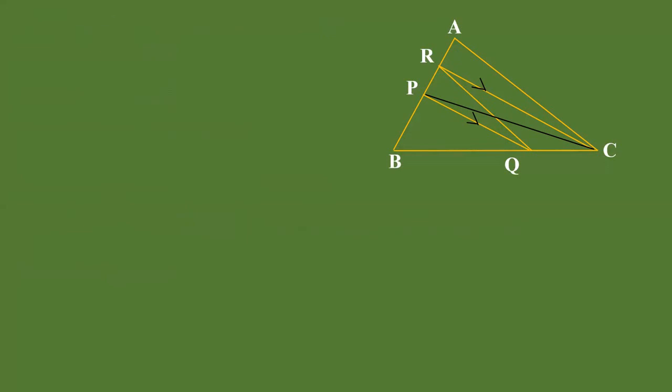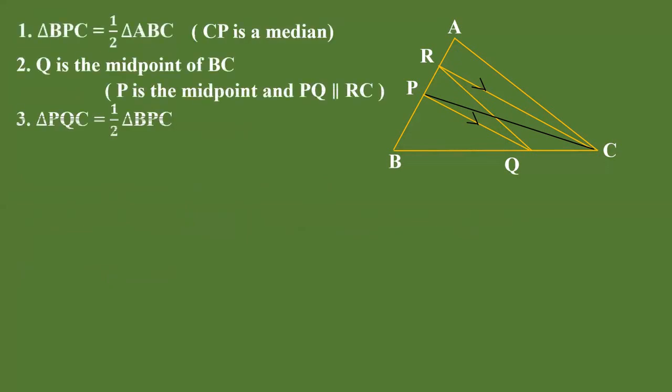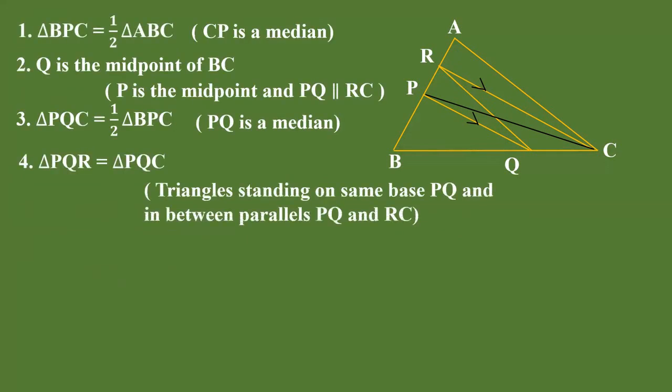Okay, so let's recall all these points once again up to what we have done. So let's see, we have done up to here. PQR equals PQC. Have we done up to here? Now, once again, we can see here the triangle PQR equals half of triangle BPC. Why? If you compare fact number 3 and 4, we can replace PQC by PQR and we can say PQR equals half of triangle BPC, isn't it? So we can write here from facts 3 and 4. Okay, I think up to here is clear.